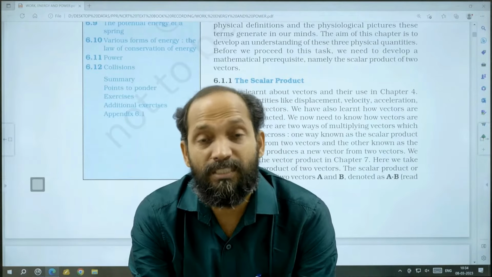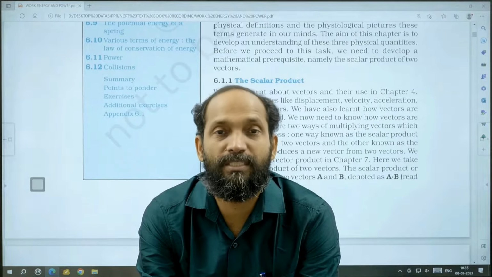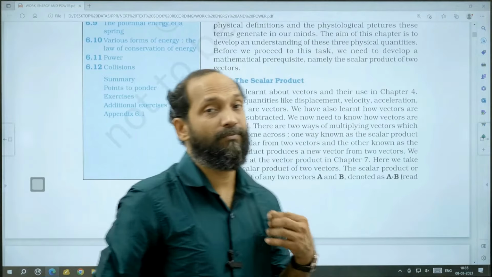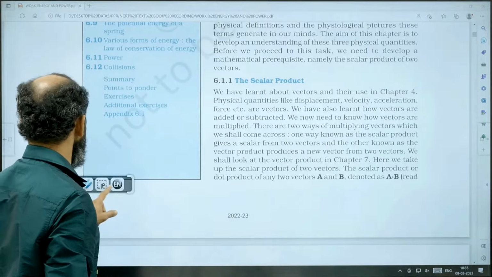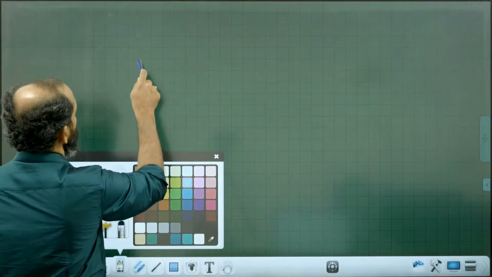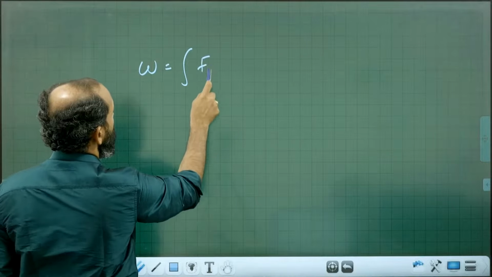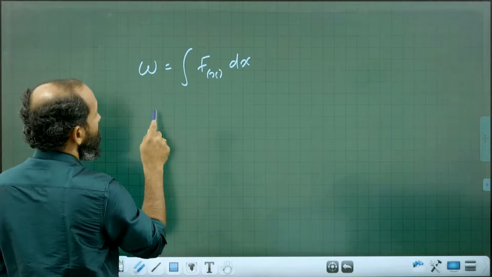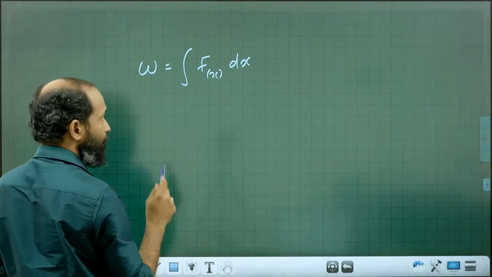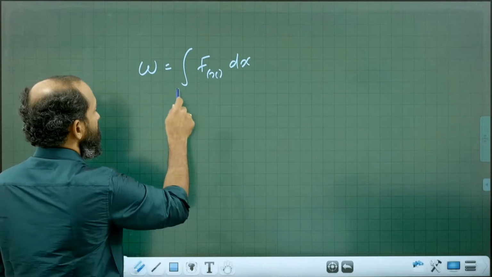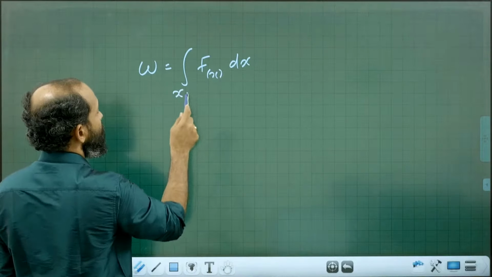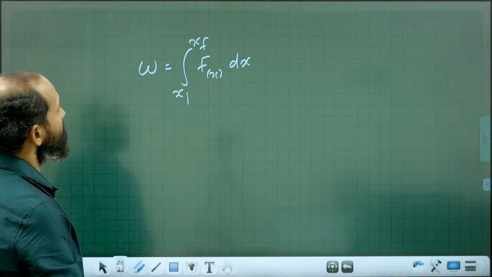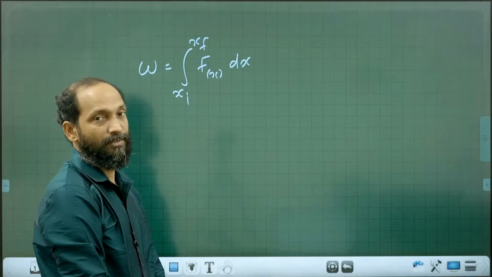Work done by a constant force, you can use F dot S, Fs cos theta, because F is a constant. But if the force is a variable one, we have to use the integral formula for work. Work done is equal to integral of F of x dx, where that force is variable over a position xi to xf. Integral xi to xf, F of x dx is the formula for work done by a variable force.